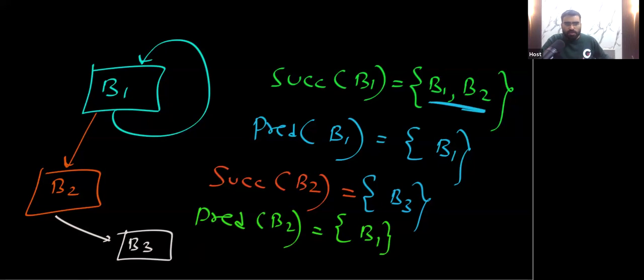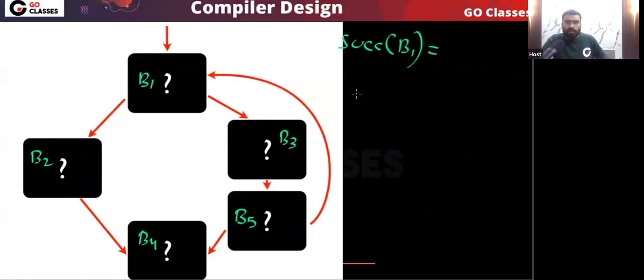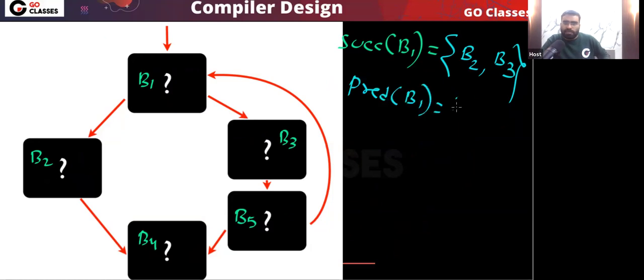Let me know. Understood? Now you tell me here, what will be the successor of B1? The successor of B1 will be B2, B3. Successor means there is an edge from B1. Where do we have an edge from B1? B2, B3. What is the predecessor of B1? Tell me.